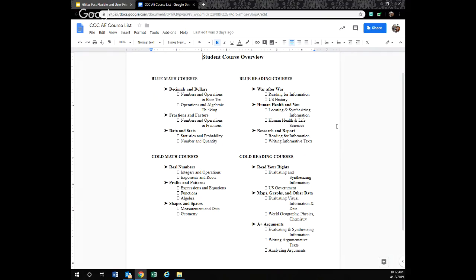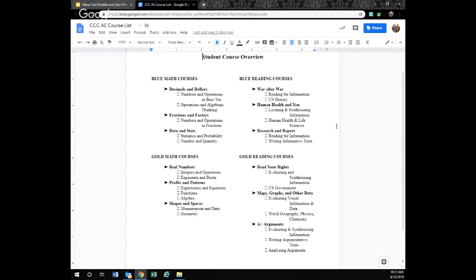The gold math courses, we get more into those pre-algebra and geometry concepts. We have a course for real numbers, all about integers, exponents, roots, radicals, all those kinds of things. Then we have profits and patterns. That is our algebra or our pre-algebra course. And then shapes and spaces, of course, is our geometry.